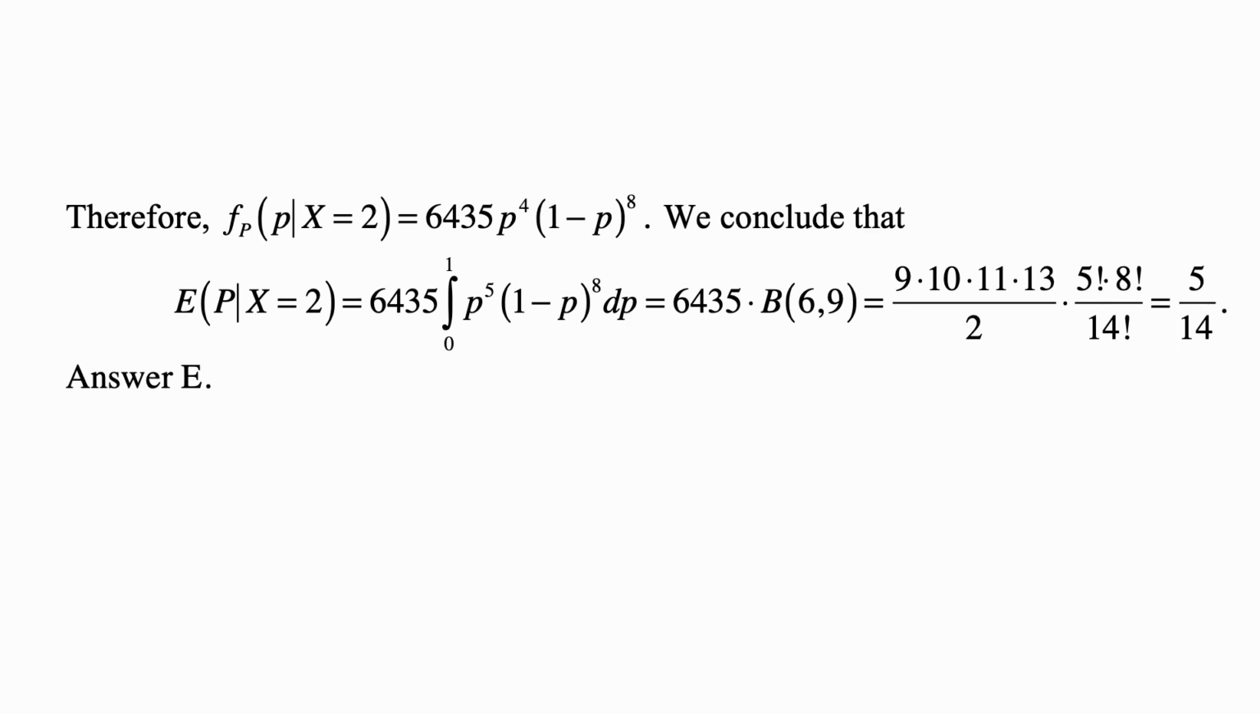Although this whole writing of 9 times 10 times 11 times 13 over 2, well, that's really 9 times 5 times 11 times 13. That's a factorization of this 6435. That's just my strange way of writing it. The reason I did that was so that you can see what cancels with 14 factorial, and that 2 will cancel with part of the 8 factorial. So that was my way of trying to cancel things out and make the calculation easier. It doesn't really matter, because if you have a calculator, you will calculate it to be 5 over 14.